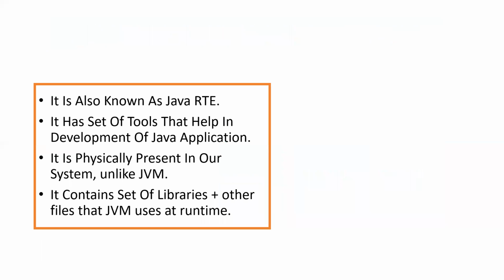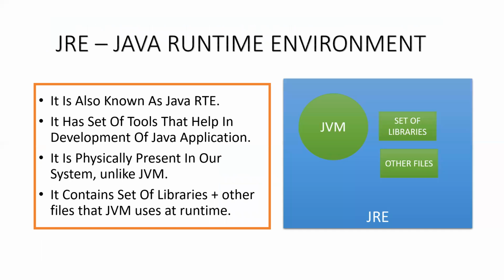Second, now what is JRE actually? JRE is also called the Java Runtime Environment, in short form you can say JRE, or also you can say Java RTE. It holds some set of libraries and some files that allow you to execute your program. And definitely it is physically present inside your system. That means you have to download it, either from Eclipse or from Oracle somewhere, so that you can actually use these things.